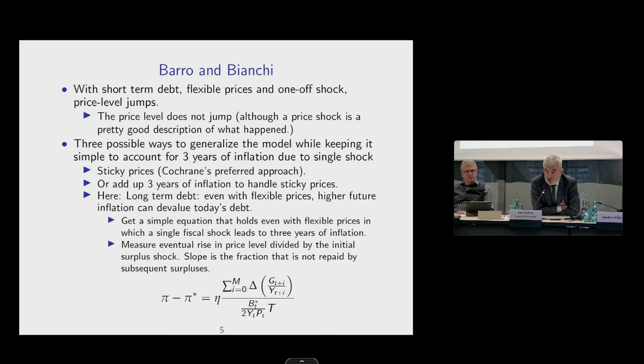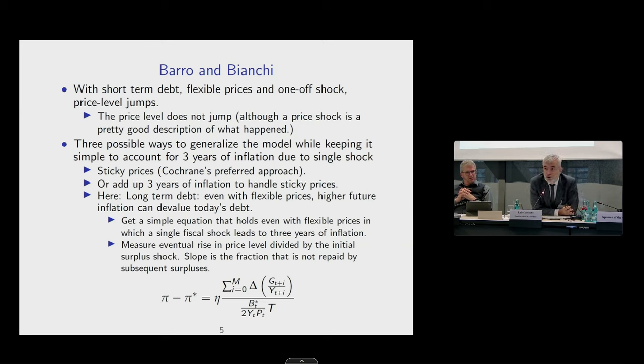Basically the model would give you, with completely flexible prices, a one-off shock in the price. Although, as Angel Vidal was using the expression yesterday with me, what we thought was not an inflation shock, but a price shock. So it's very much what appears in the theory. In this particular version of the theory, in order to account for the fact that inflation was staggered over several years, you could think of sticky prices. Or you could think of just one period, which is the 3 years of inflation. Here, what happens is there is long-term debt. So even with flexible prices, you're going to have higher inflation devaluing today's debt and tomorrow's debt, little by little. I'll show you that later.